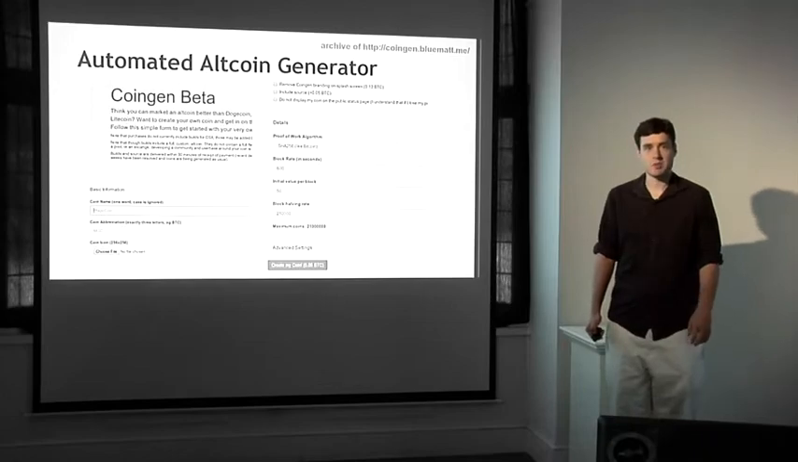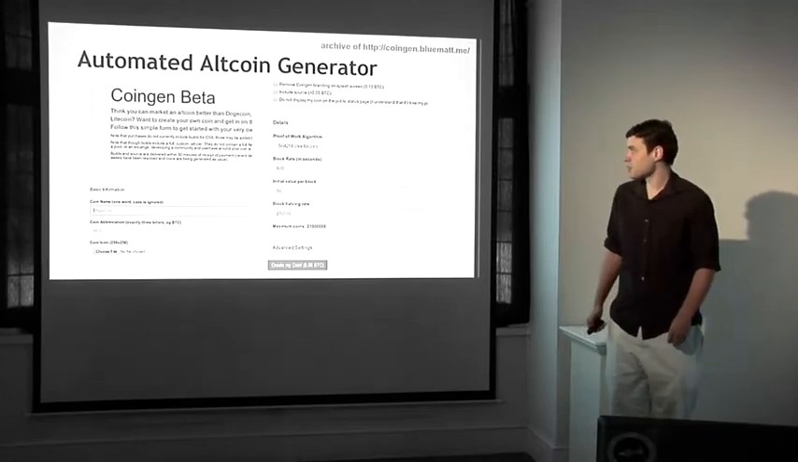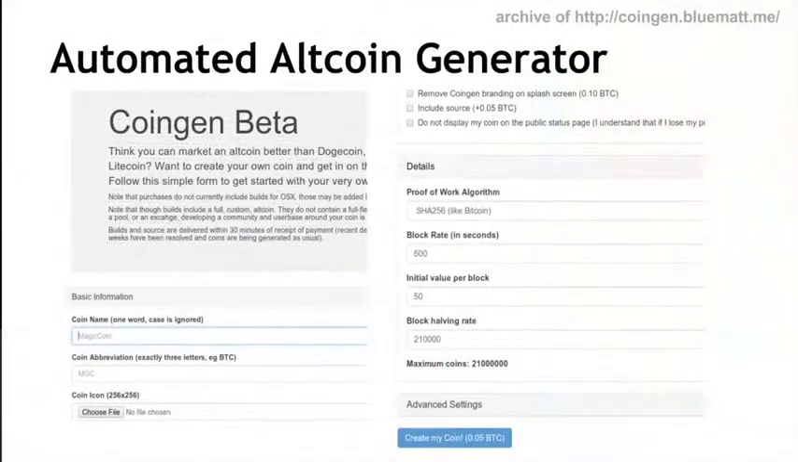Just to illustrate the point about the reference client being the easy part, I want to highlight a site that doesn't exist at the moment. It was only up for a short while and it might come back. And it's called the CoinGen Beta, and it's an automated service that generates a modified altcoin for you as a service. It's a website where you can enter in a name of an altcoin that you'd like. You can make up a 3-letter currency code abbreviation.